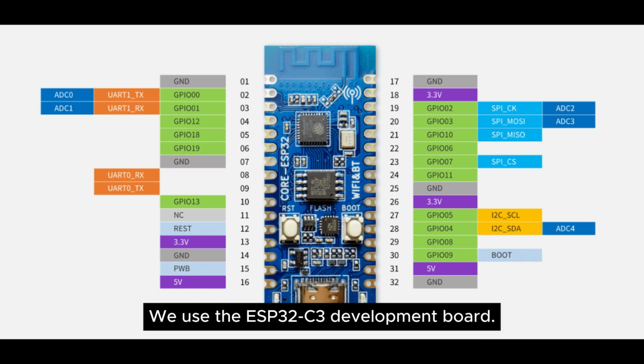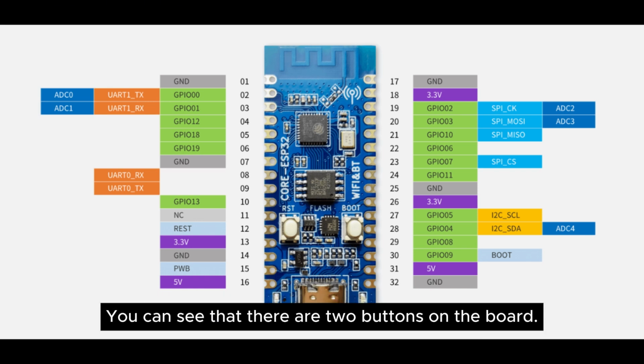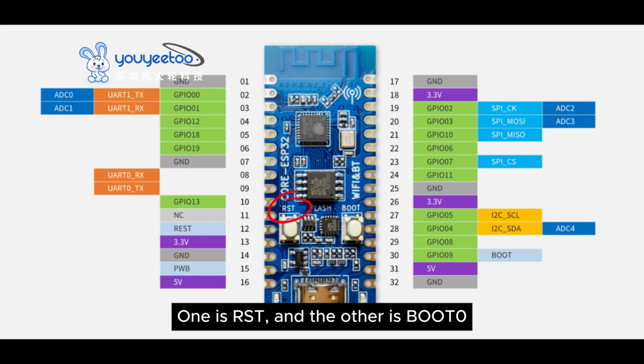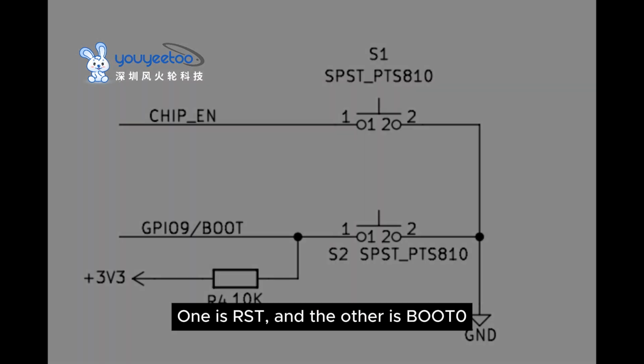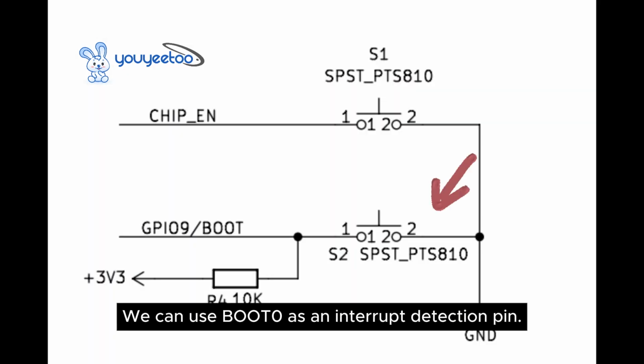We use the ESP32-C3 development board. You can see that there are two buttons on the board. One is RST, and the other is BOOT. We can use BOOT as an interrupt detection pin.